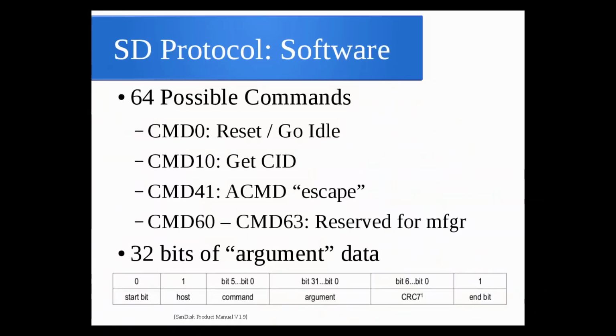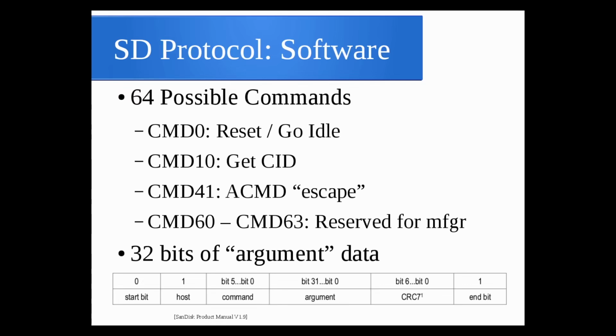Now in SD protocol, there are 64 possible commands labeled 0 through 63. Some of the interesting ones: command 0 is reset, and that's the very first one you send to a card when you want to talk to it. It's supposed to not respond at all when you power it up until you send command 0. Some of the other interesting ones are command 10, which is get card identifier. There's command 41, which is like we're going to escape and run a different set of commands. But there's also class 8, commands 60 through 63, that are explicitly reserved in the specification for manufacturers. So that looks pretty interesting.